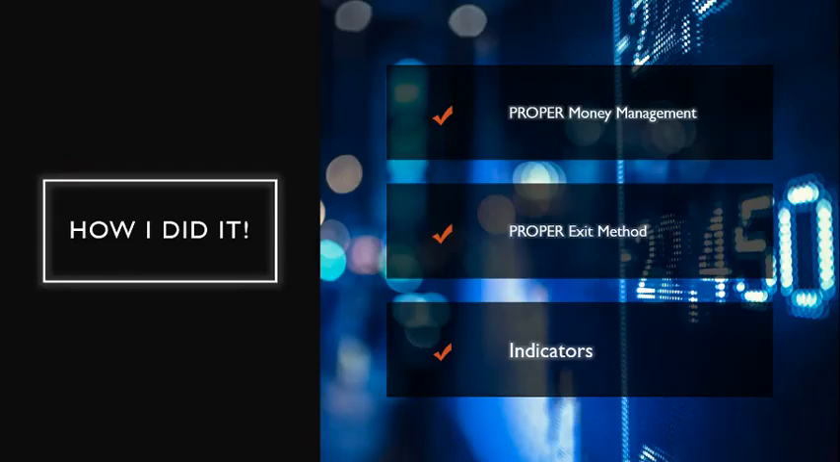And first thing we want to do, and again, I already talked about this, is how I did this: proper money management, proper exit method, and our indicators. And you'll understand why these three things lend to my success as aggressively as they did. And my hope is that they will do the same for you. So let's debunk a few things first.